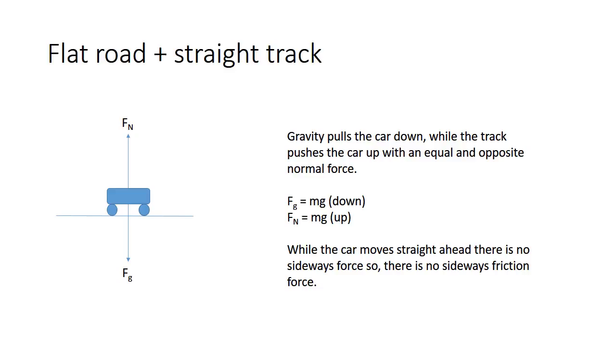Flat road plus straight track. Gravity pulls the car down while the track pushes the car up with an equal and opposite normal force. While the car moves straight ahead, there is no sideways force, so there is no sideways friction force.